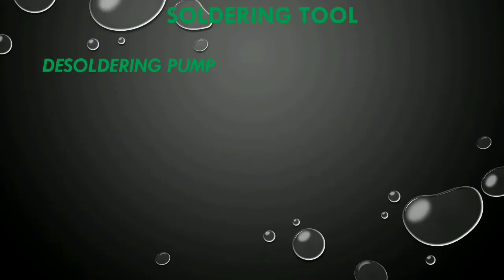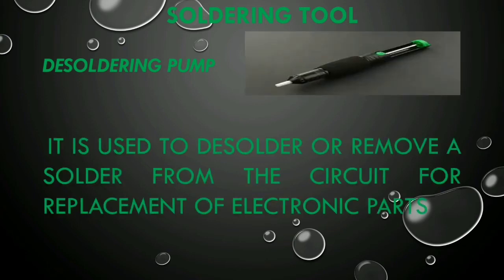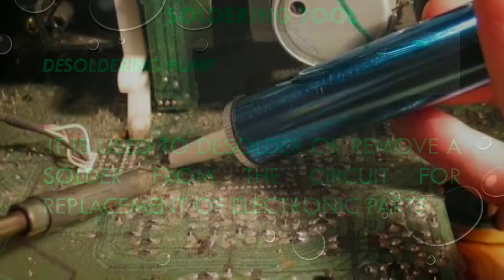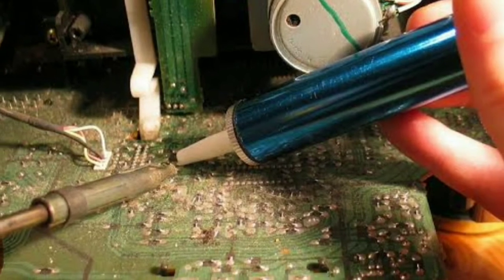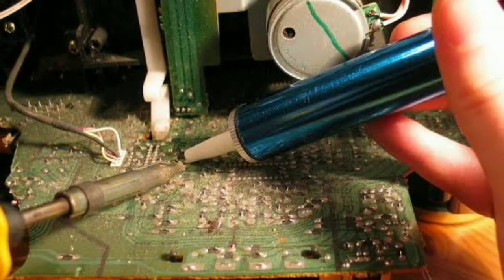Next is desoldering pump. So, itong example ng desoldering pump. So, it is used to desolder or remove a solder from the circuit for replacement of electronic parts. So, pinapartner to guys to remove, halimbawa, nagka-error ka sa or may papalitan kang piyesa sa electronics. So, gagamitan natin siya ng desoldering pump para matanggal yung specific na component. So, hihigupin niya yung solder na nakadikit doon sa terminals.